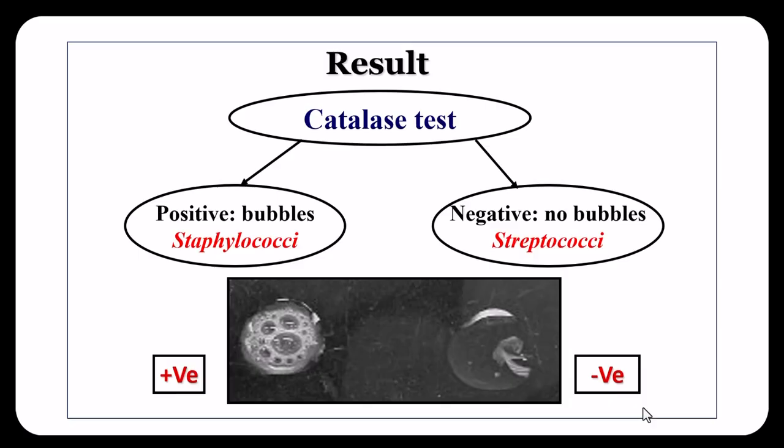As I mentioned, the aim of this procedure is to differentiate between the gram-positive bacteria, staphylococci, and streptococci. Both of them are gram-positive and cocci under the microscope. How can we differentiate between them? By the catalase test, because one of them has the catalase enzyme and the other doesn't. Staphylococci have the catalase enzyme, and streptococci don't. And the test is indicated by the bubble formation immediately after mixing the bacterial colony with the hydrogen peroxide.